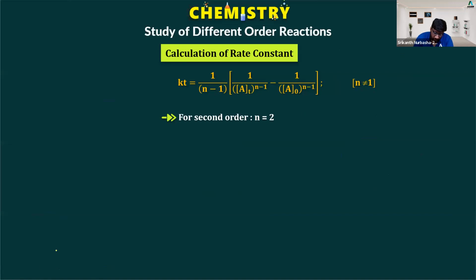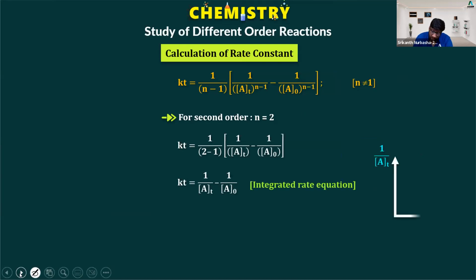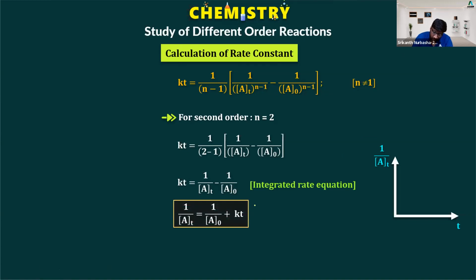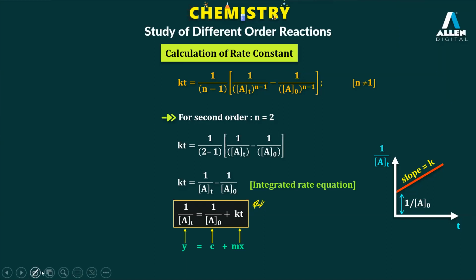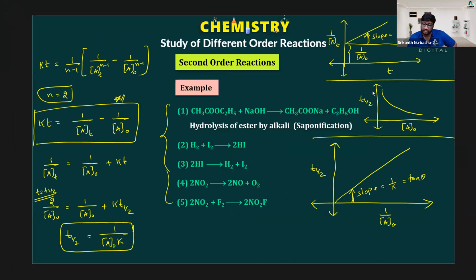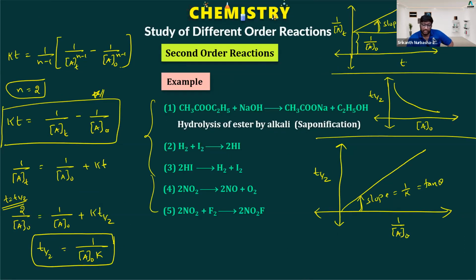Calculation of rate constant, same as whatever we have done. So nth order equation we have written. So for second order, n is equal to 2. So kt is equal to 1 by concentration of A at time t minus 1 by concentration of A at time t equal to 0. From here you can also write 1 by concentration of A at any time is equal to 1 by concentration of A at time t equal to 0 plus kt. So 1 by concentration of A at time t versus t, you get the graph which will have a slope k and a y-intercept 1 by A naught. Same graph we have plotted here.